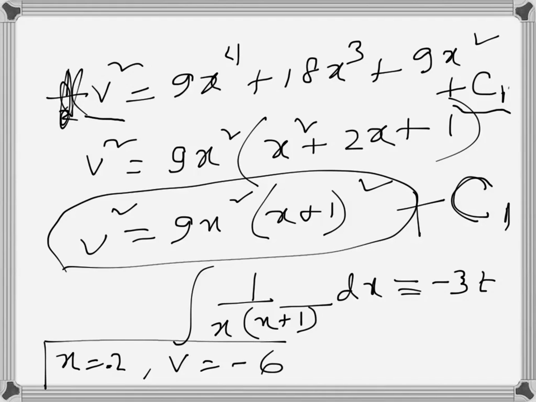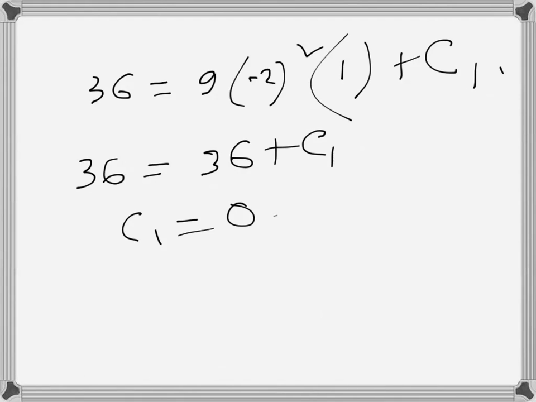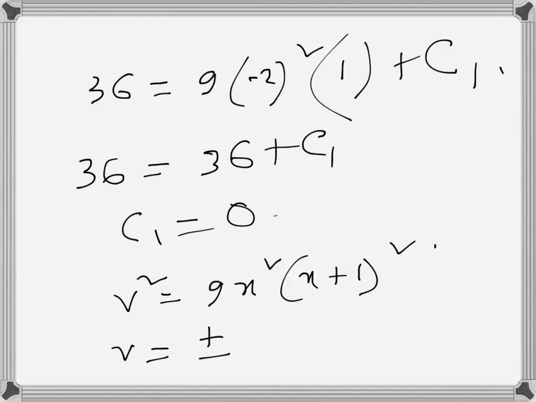Now we would have to prove this one. In order to do that, we can write v squared is equal to 9x squared times (x plus 1) squared, so v is plus or minus 3x times (x plus 1). Now what we have there is when x is negative 2, v is negative 6.